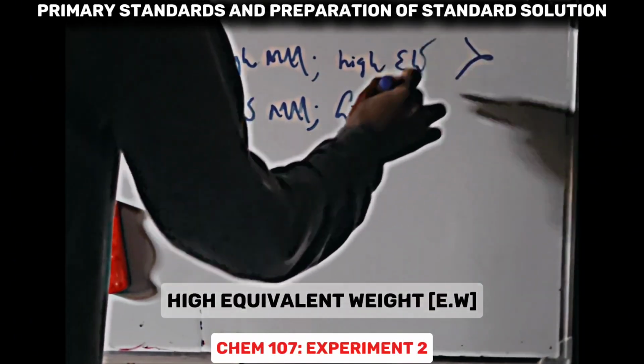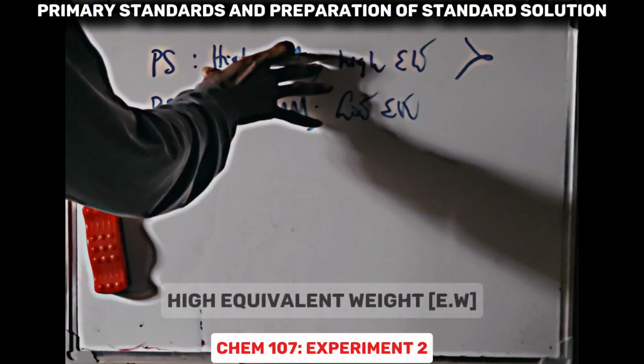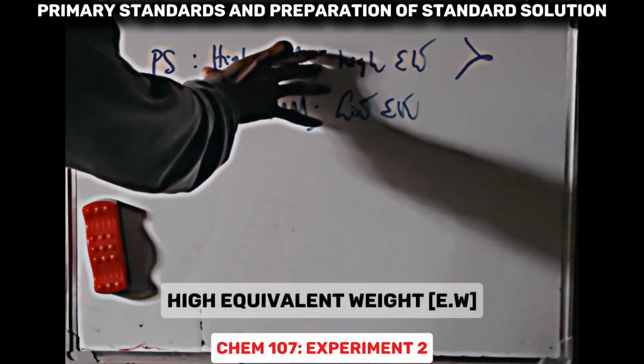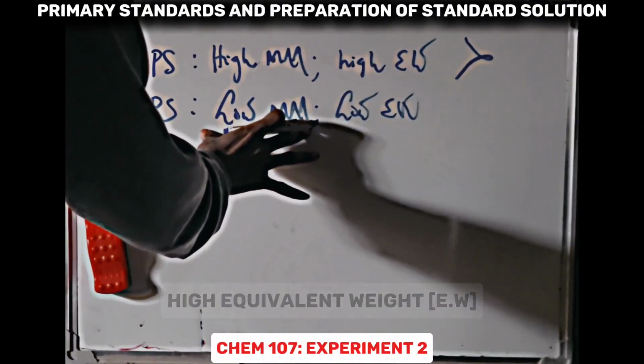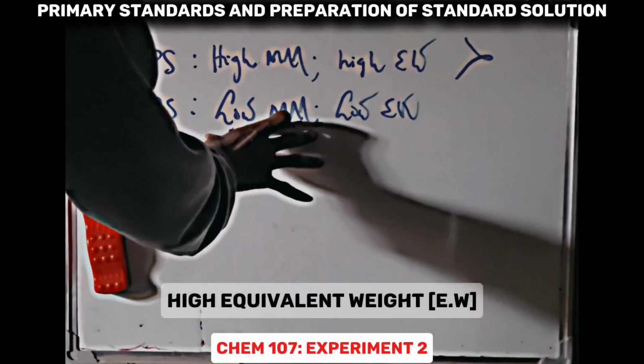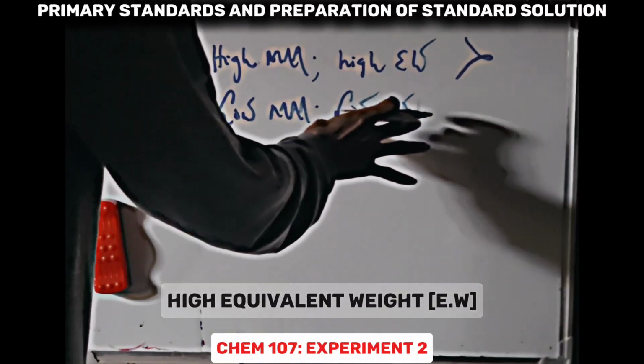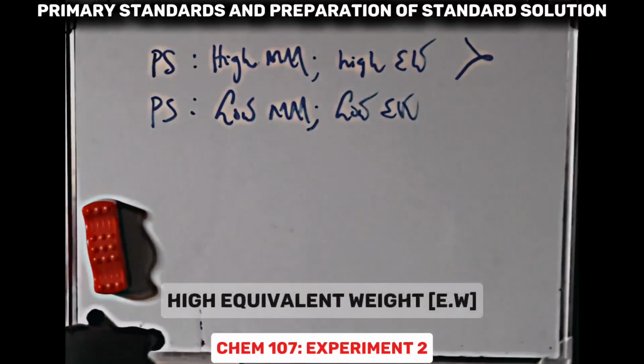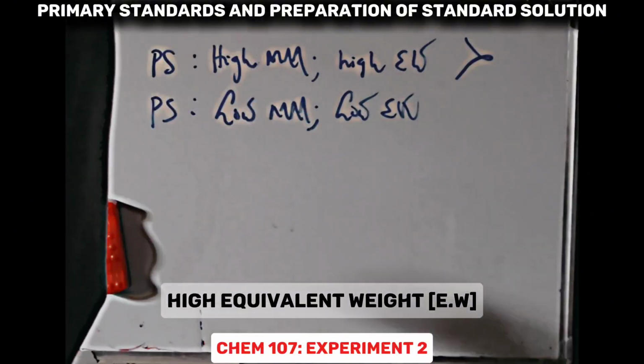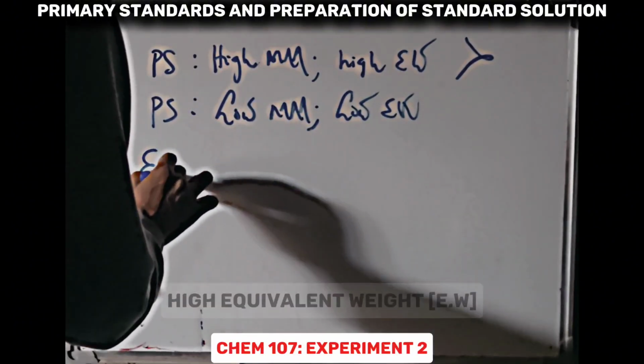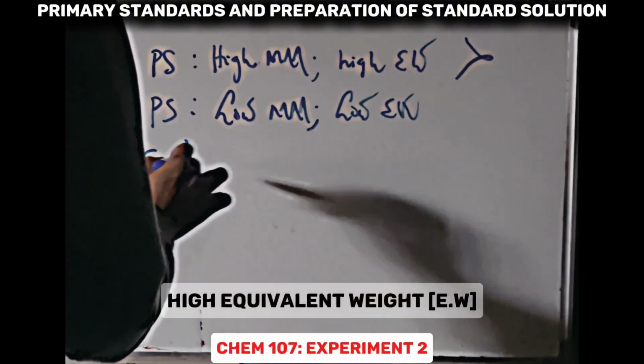So less error will be incurred here, but much error will be incurred when the primary standard has low molecular mass, which implies low equivalent weight. Now, what is equivalent weight? Let us talk about that a bit.